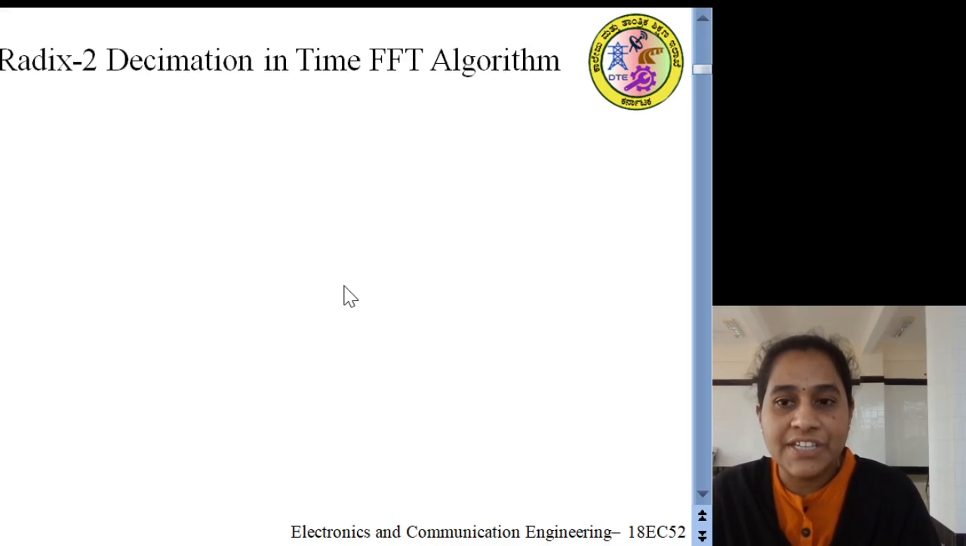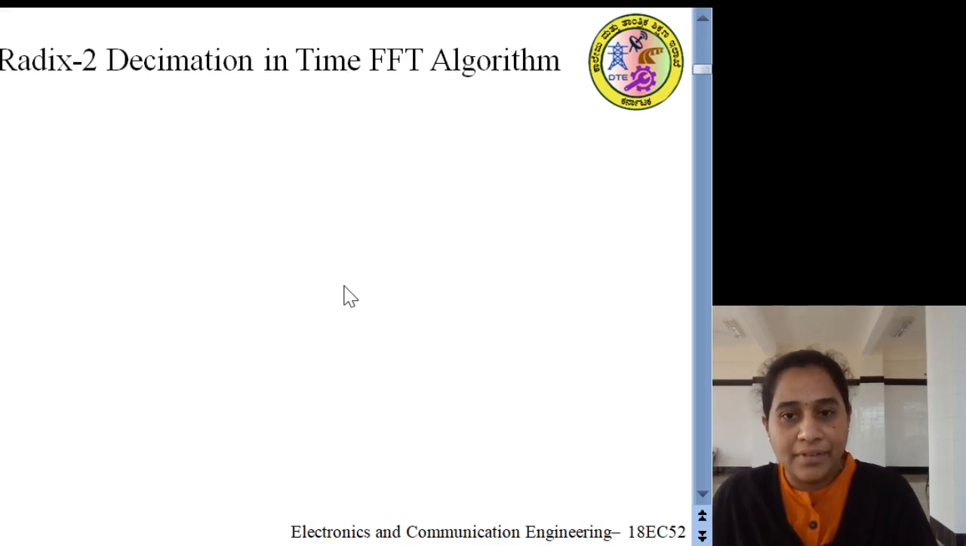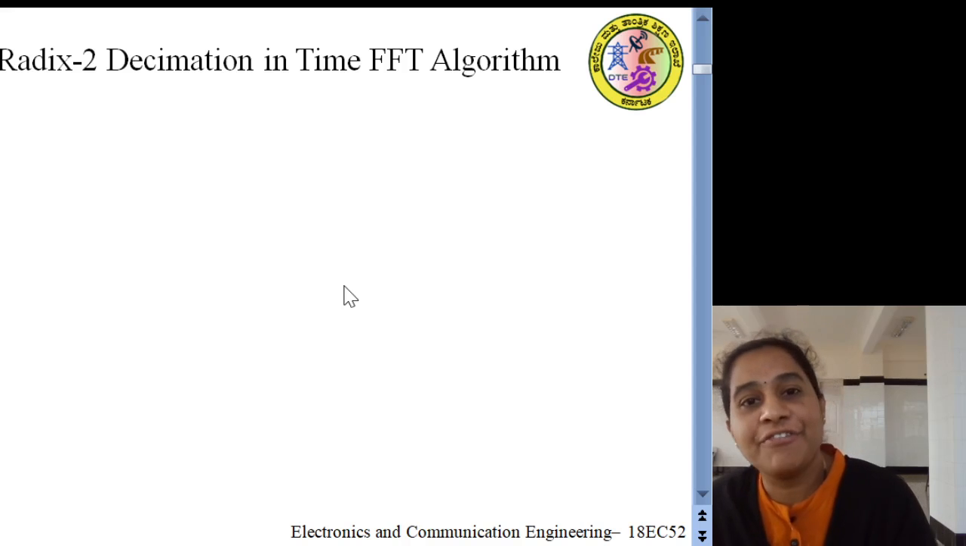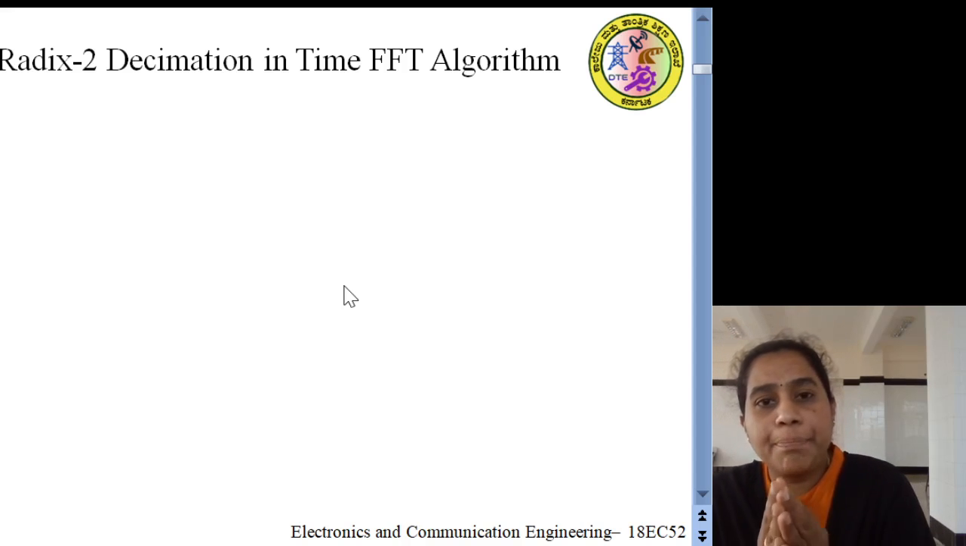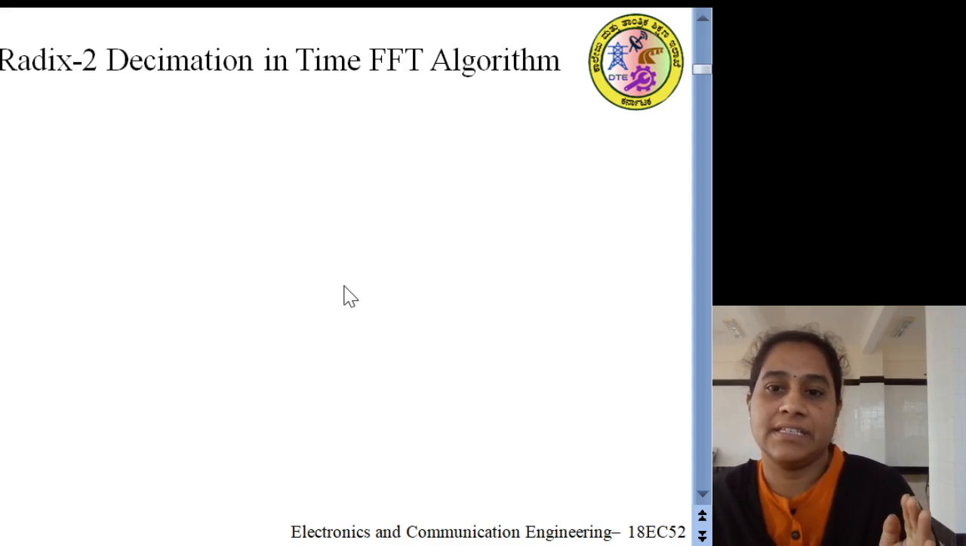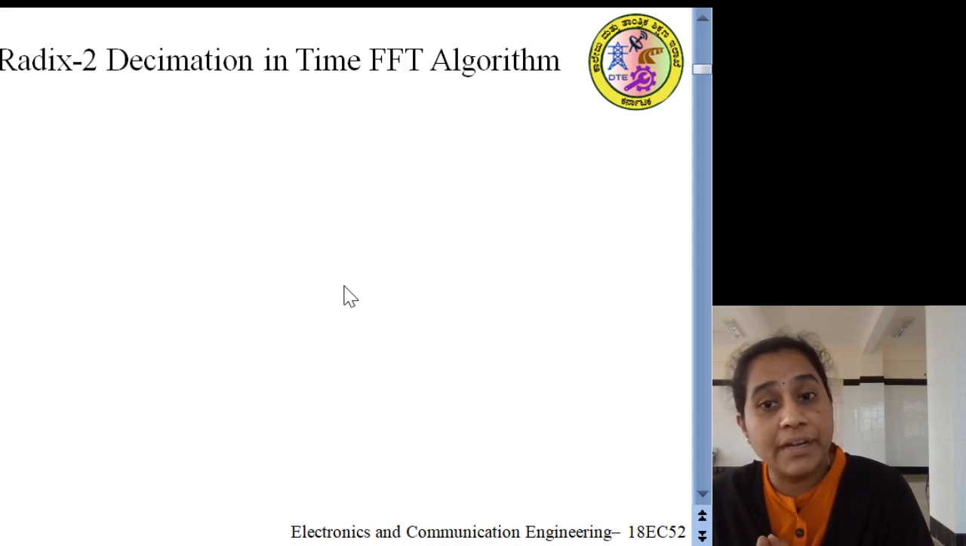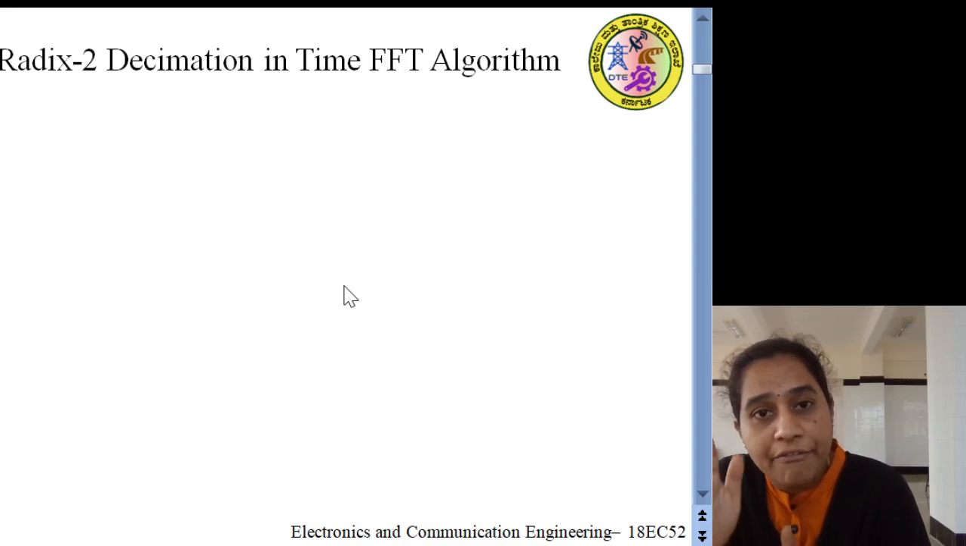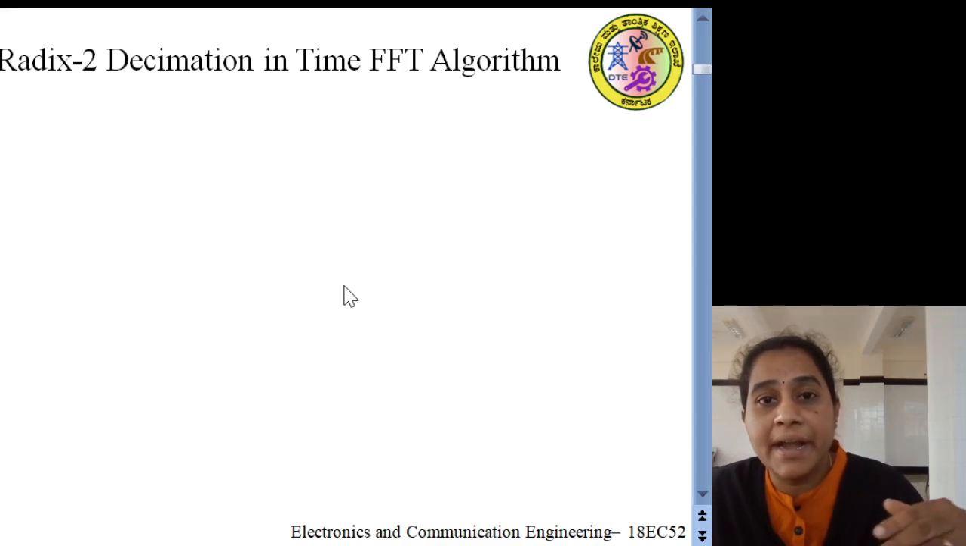In this session we are mainly concentrating on radix 2 decimation in time FFT algorithm. Decimation here refers to splitting or dividing the sequence. As in this particular radix 2 decimation in time FFT algorithm, we are considering the signal which is in time domain and we are splitting or decimating the time signal.